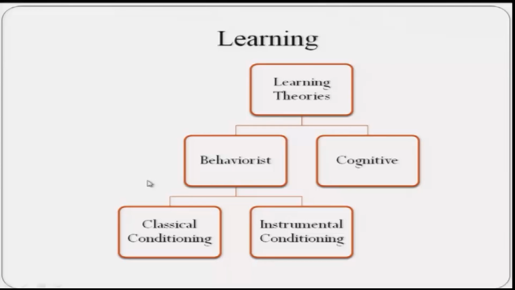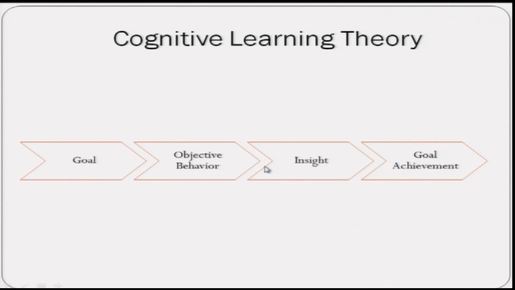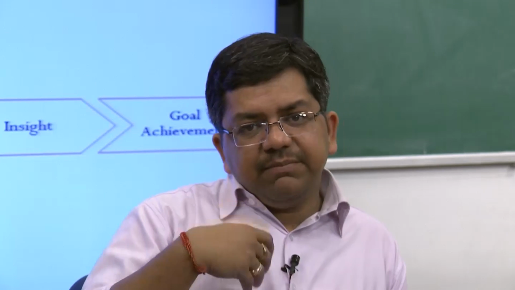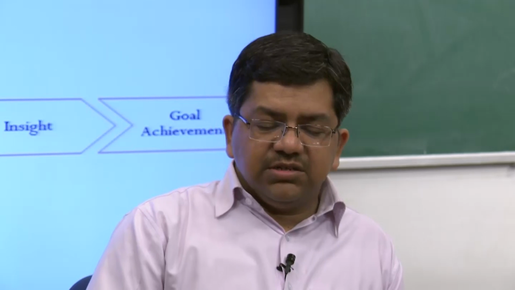The third theory of learning is the cognitive theory, and cognitive learning is more of knowledge based decision making, where as a consumer you understand your goal, and that determines your objective behavior. You look for information and try to achieve your goal. So, cognitive theory is more based on information, and the affective part, the feeling part, is not present in this decision making process.